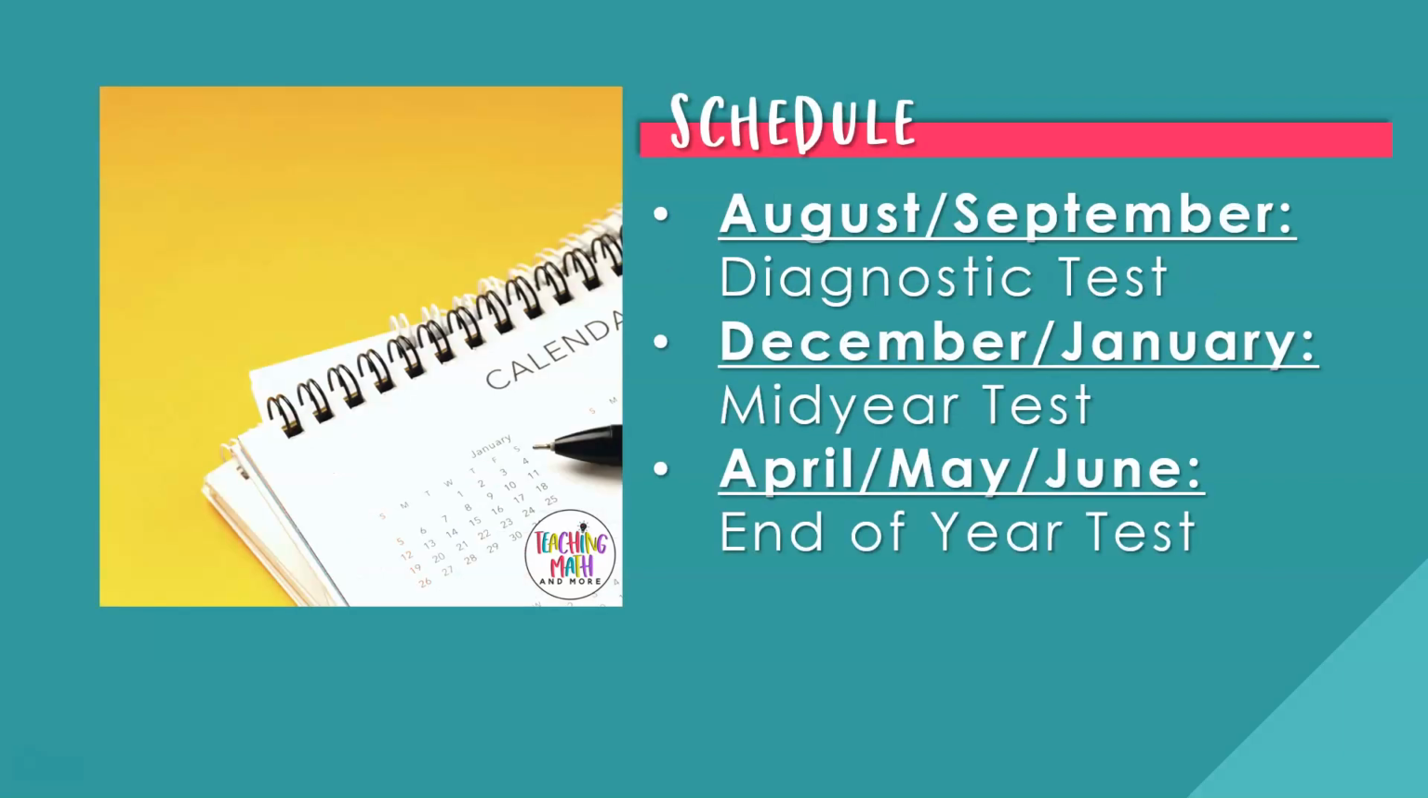There are only 3 tests that truly matter and will show your students' growth. These 3 tests that matter are the diagnostic test given in August or September, a mid-year test given in December or January, and the end-of-year test given in April or May. Let's look at the first test.